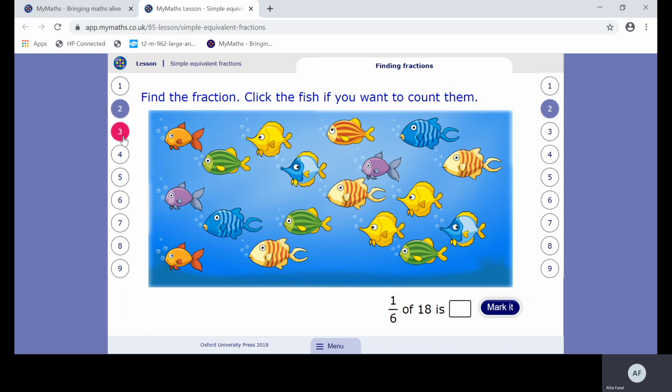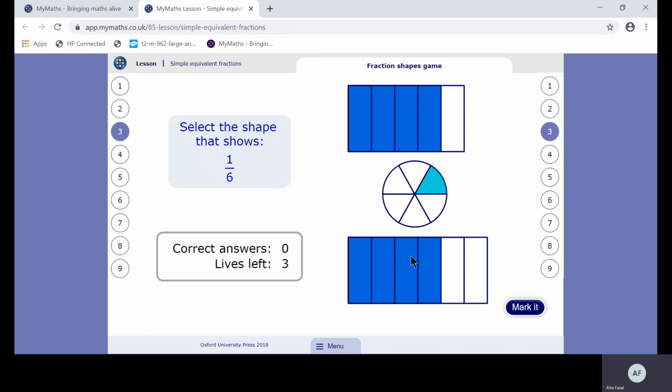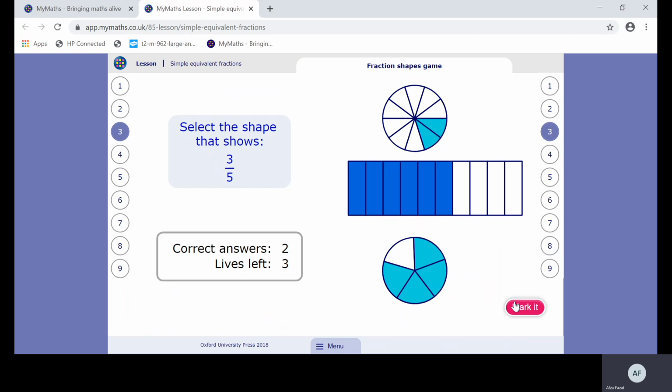I'm going to leave it at that with that game. A fraction shapes game. Select the picture which shows the fraction. You've got 3 lives. Can you answer 10 questions correctly? So select the shape that shows 1/6. So 1 out of 6. Because I know only 1 is coloured in. 3/8. 3/5.